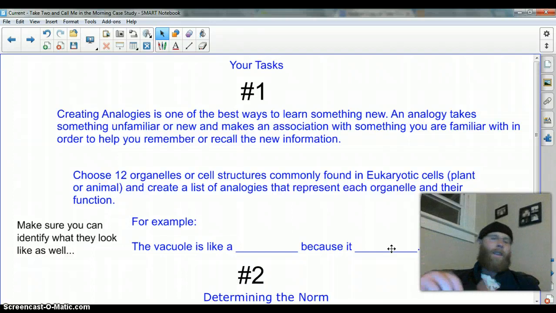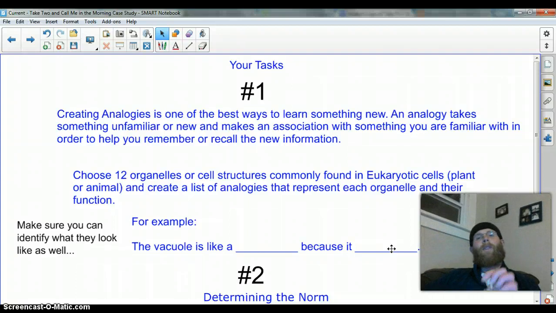So again, that's an analogy. Taking something that you're maybe slightly unfamiliar with and tying it with something you are familiar with. So in order for your analogies to make sense, you've got to know what each one of these things does. If it's building something, think of something in your everyday life that builds something. If it stores something, think of things that store things.